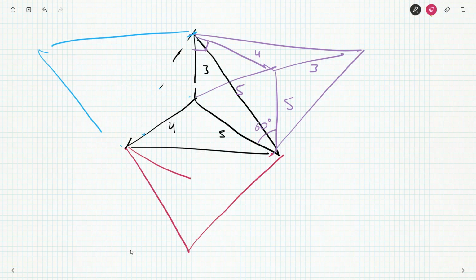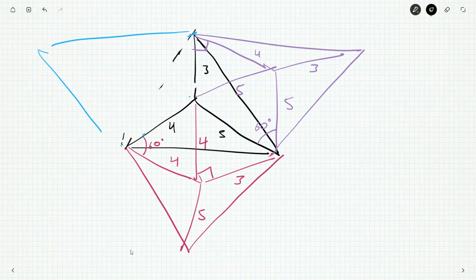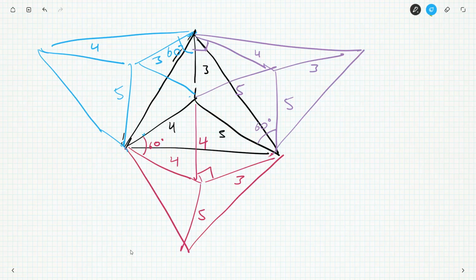So this time we'll rotate the 4 down. Here's the 5. Here's the 3. This has got to be 4, which means this is a right angle. This is 60 degrees here. We'll go back to the blue. So we'll rotate the blue one this way. So that's a 3. That's a 4. That's a 5. And this is an isosceles triangle.